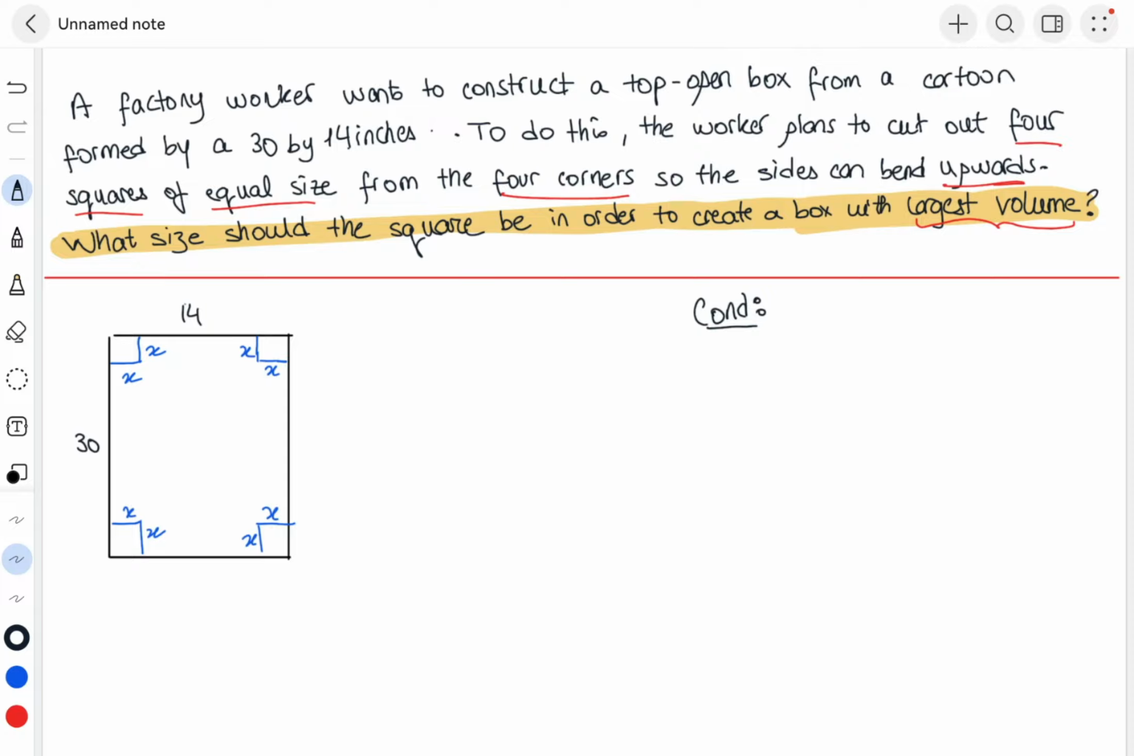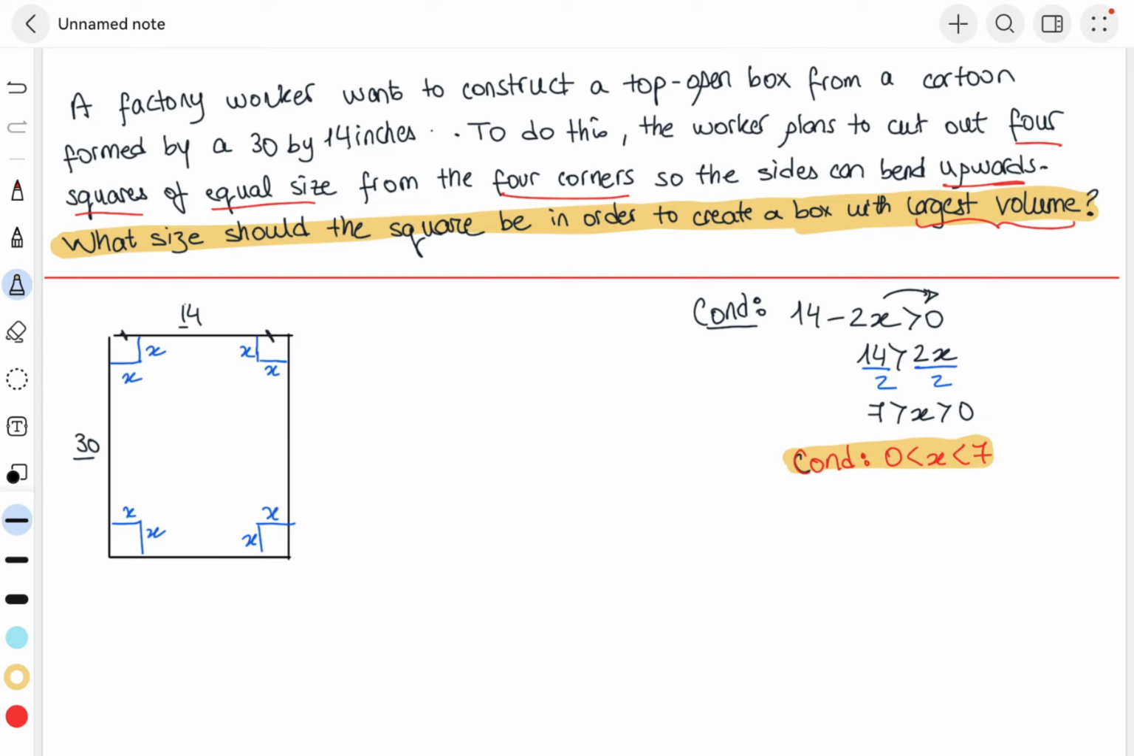First thing, we need to find our condition. Condition is our smallest number between these two, which is obviously 14, minus 2x, because we're removing an x from here and an x from here, should be greater than 0. And now we solve for x. We take the negative 2x to that side. We'll have 14 is greater than 2x. Now, we divide by 2, where we'll have 7 should be greater than x, and obviously x should be greater than 0. So our final condition will be x should be between 0 and 7.